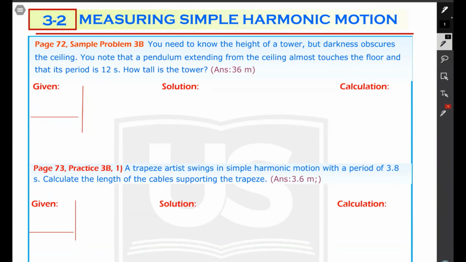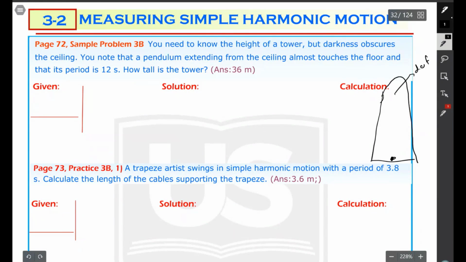You need to know the height of a tower, but darkness obscures the ceiling. You note that a pendulum extending from the ceiling almost touches the floor, and that its period is 12 seconds. How tall is the tower? Okay, there's a tower. Let me draw the cases. Tower, let me draw. Inside is dark, so you cannot see anything, but you observe that there is a pendulum. Suddenly, when you are walking on the floor, you observe that there's a pendulum suspended from the ceiling.